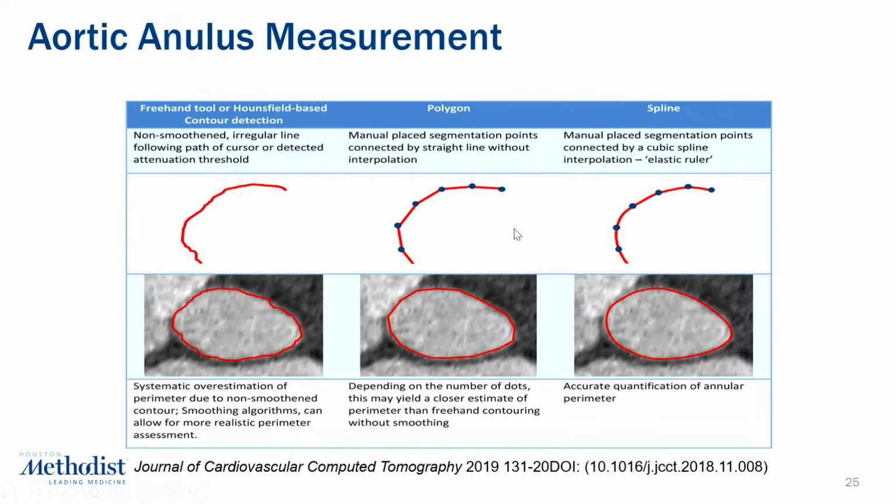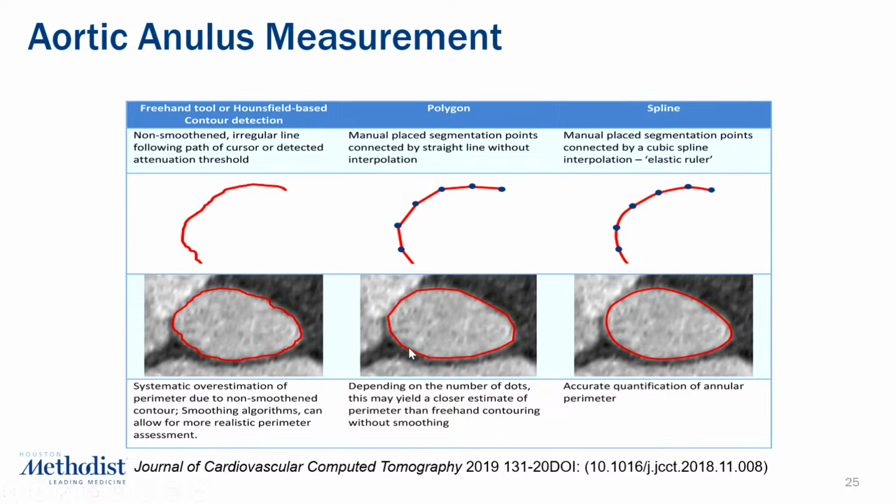Now there are multiple ways how to measure the annulus. You can have a freehand contour tool. So in whatever software you're using, there are three ways usually you can do these contours. The freehand contour is really not a recommended way to do the annulus measurements because it can lead to overestimation of the perimeter because you're not using a smoothened contour.